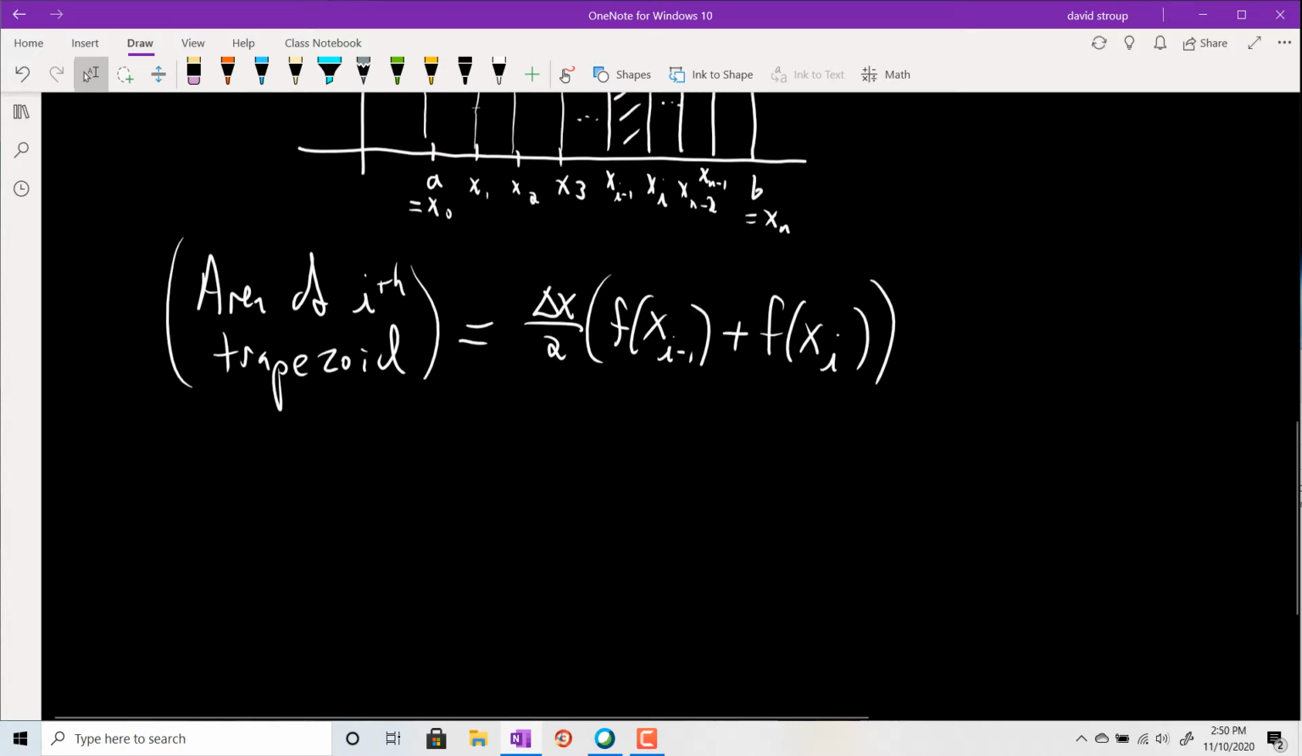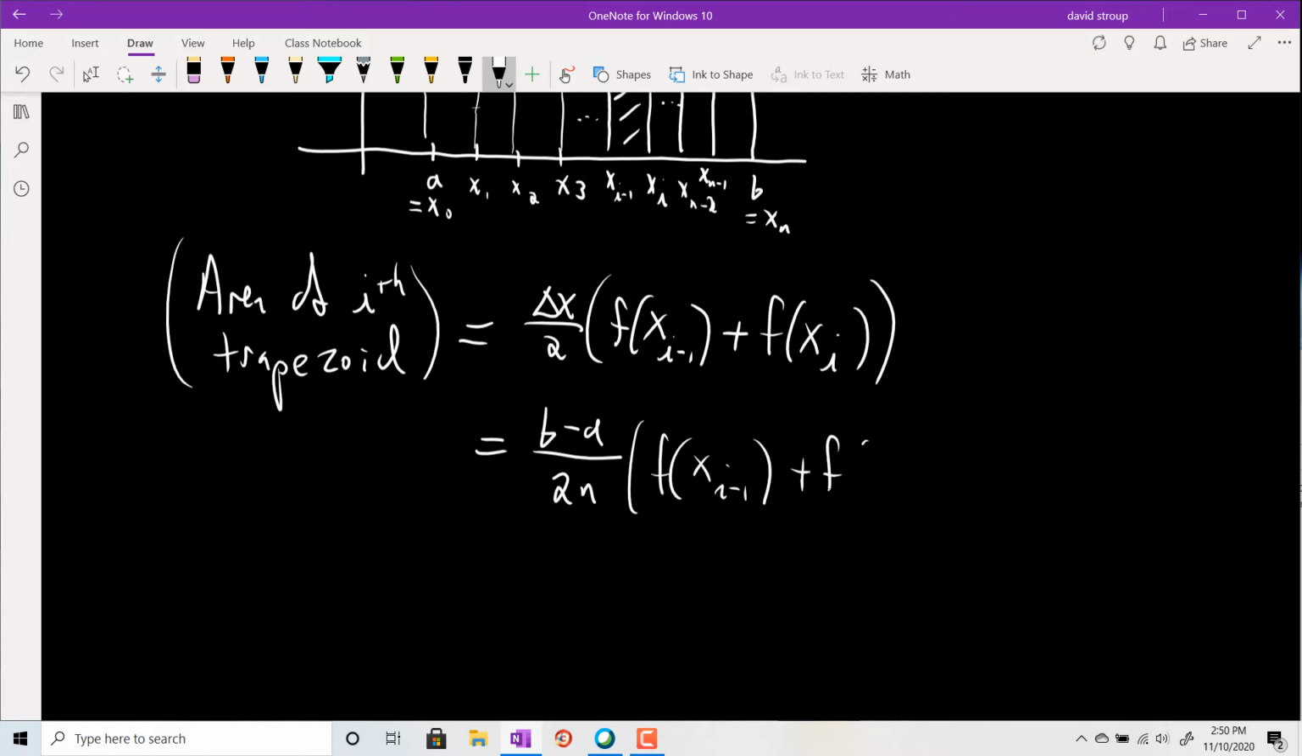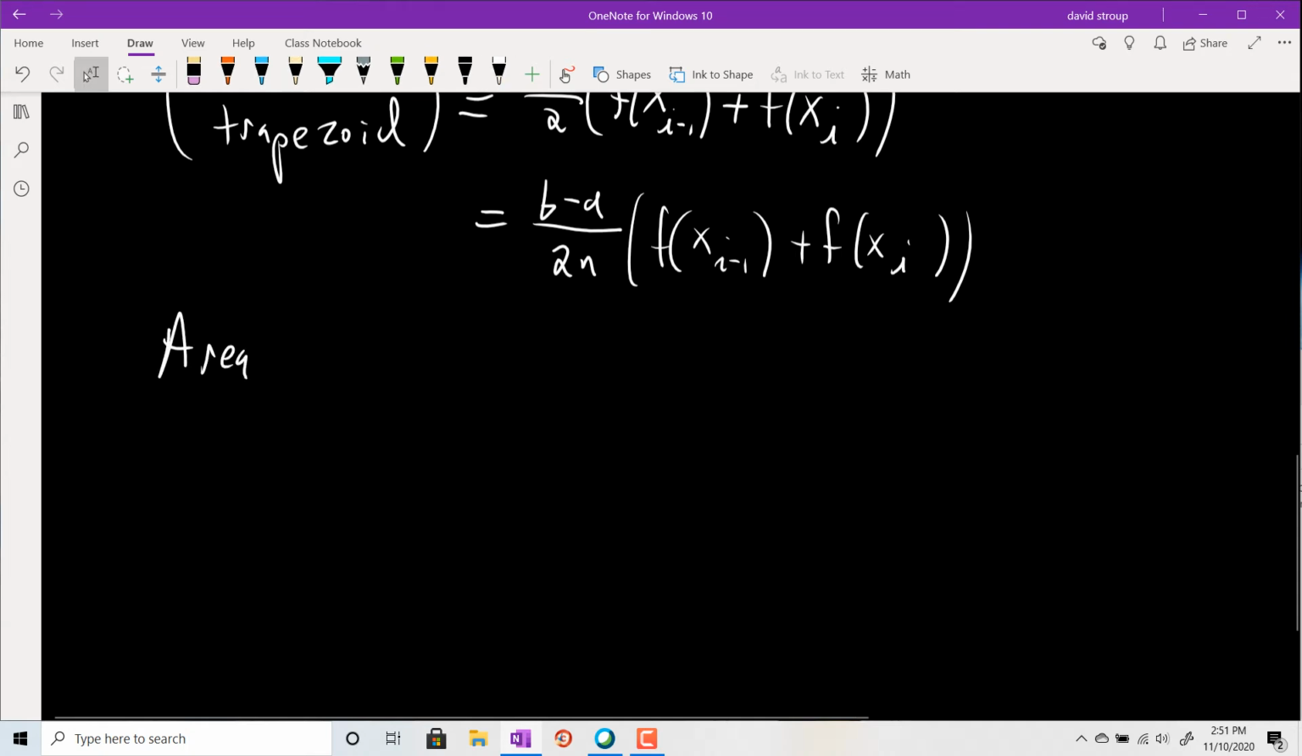Okay. We can then rewrite that a little bit to mirror the construction we're going to look at. What I'm going to do is distribute the 1/2 into the f of x part and keep the change in x on the outside. So I'll have b minus a over n, or you could say over 2n if you wish. Sure, let's write it that way, over 2n, and then times f of x sub i minus 1 plus f of x sub i. So in general, if we want to add these all together, the area of all the trapezoids, let's see what happens.